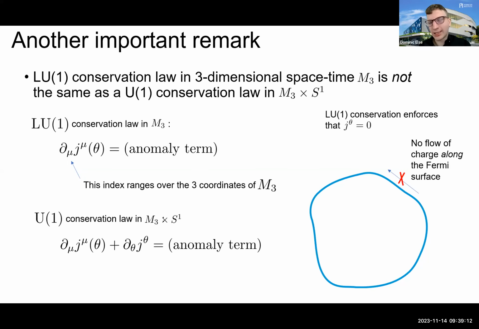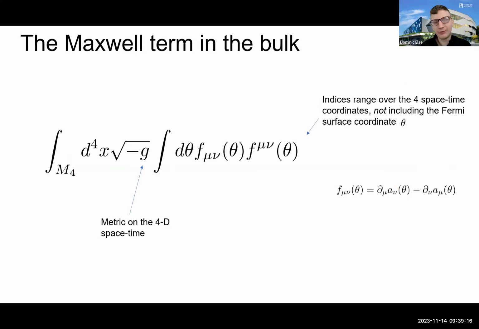And the reason I emphasize that is that it's important for when we write the Maxwell term. So for the gauge field in the bulk, you want to write some kind of Maxwell term for it in addition to the Chern-Simons term. But you don't want to just write the Maxwell term as a 5D gauge theory. The Maxwell term is going to be a Maxwell term for a 4D gauge theory, even though you integrate over the theta, but that's just an internal coordinate.